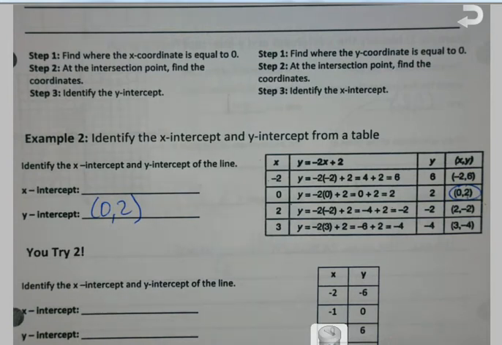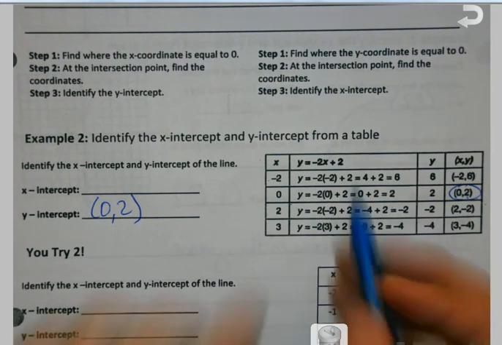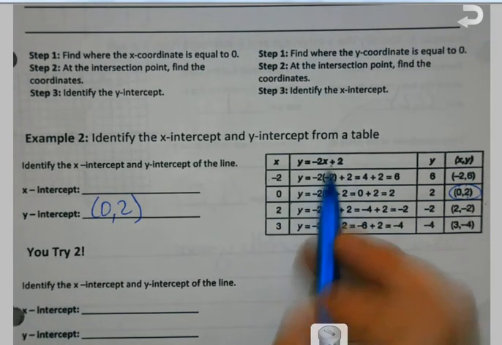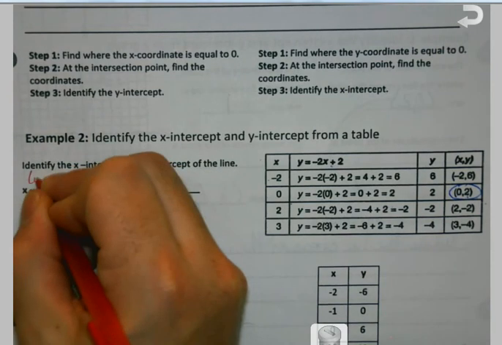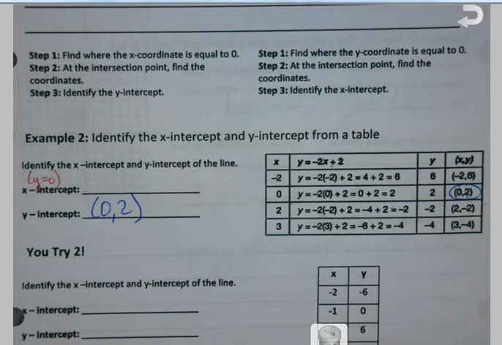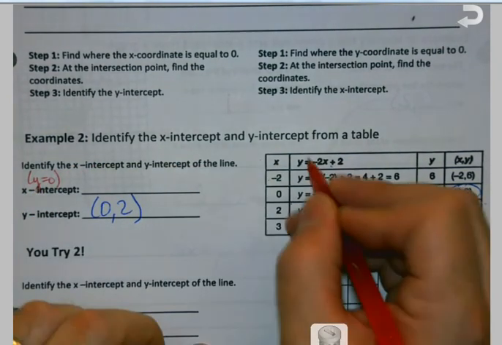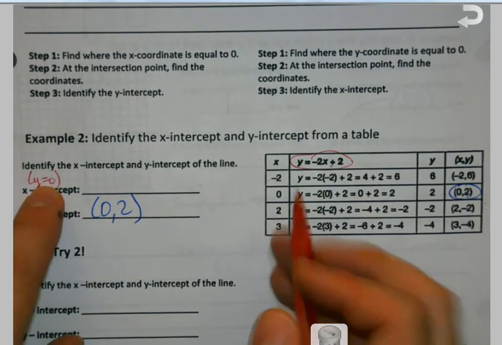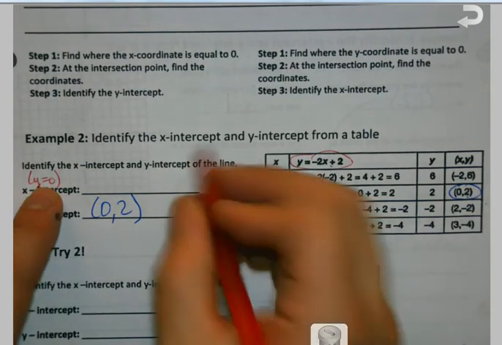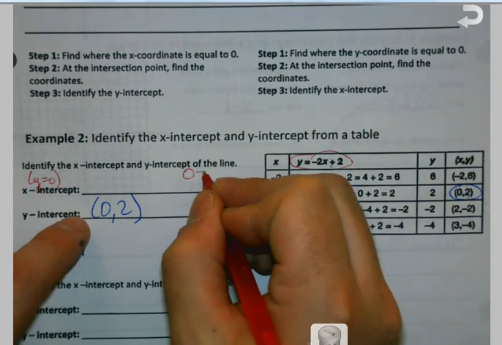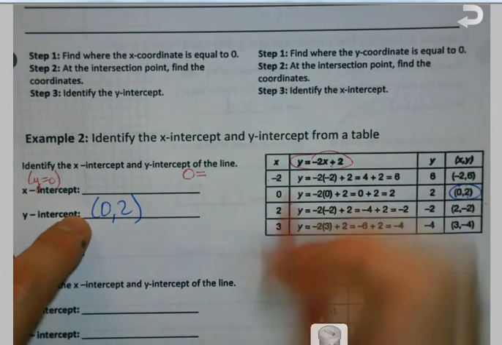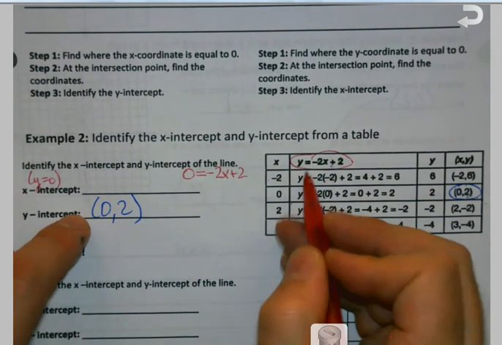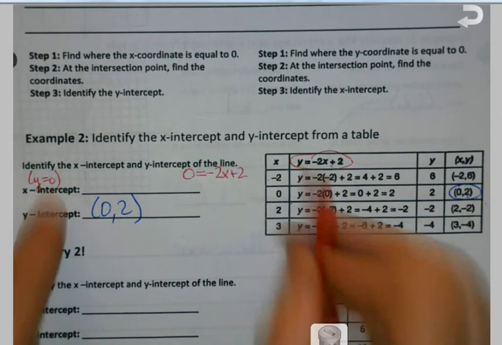So here's what I'm going to do to try and make this work. If they give me the equation of the line, and they do, and I know when I'm finding my x-intercept that y has to equal 0. So here's how I'm going to do this. I'm going to take their equation, and I'm going to plug in 0 where the y is at. So I'm like, okay, so 0 equals negative 2x plus 2. I took the y out, and I put the y value in.